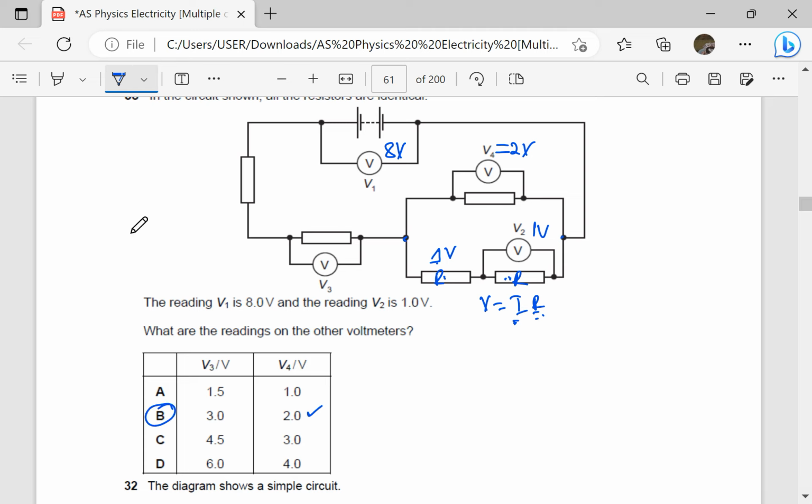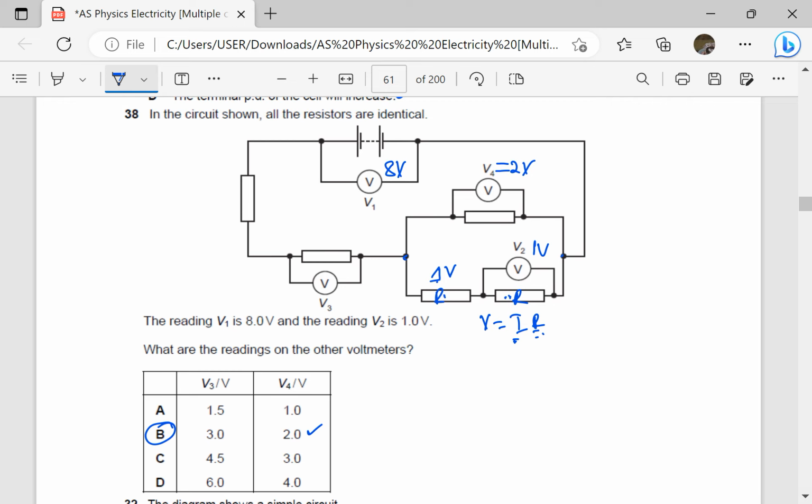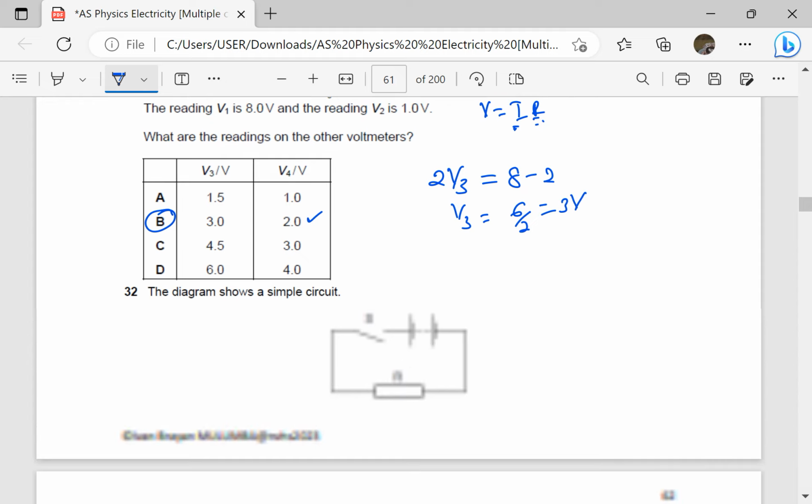We can check V3. So if V4 reads 2 volts, and this resistor here is identical to this one here, they are identical and the current is the same. So the PD here is the same as the PD here. So twice V3, because this is also V3, twice V3 is going to be 8 minus 2, minus the PD across this parallel combination. So that means V3 is going to be equal to 6 divided by 2, which gives us 3 volts. So that is B.